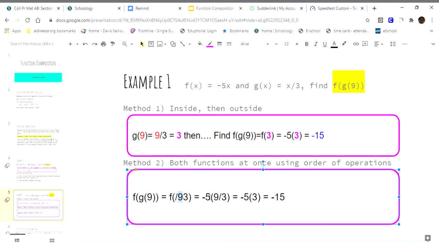So then I've got negative 5 times g of x, which was x divided by 3, or 9 divided by 3. So again, function notation is telling you you're going to do inside parentheses first. So 9 divided by 3 is 3. Then you can do multiplication, negative 5 times 3, negative 15. Either way, you should get the same answer, whichever method you want to use. Each time, we're just following order of operations, honestly. Okay, whichever method you like is the one that you can use.